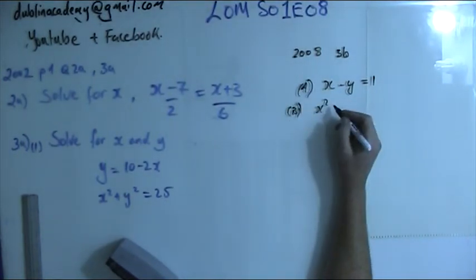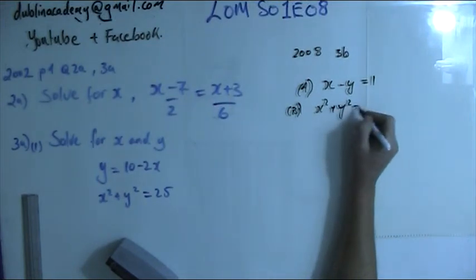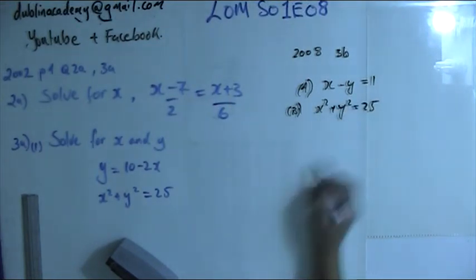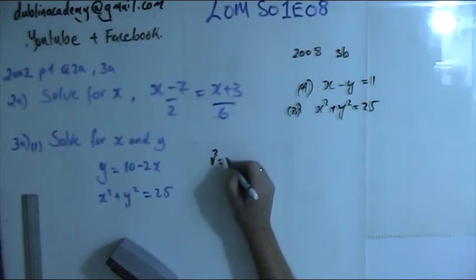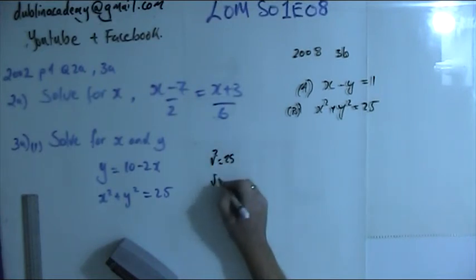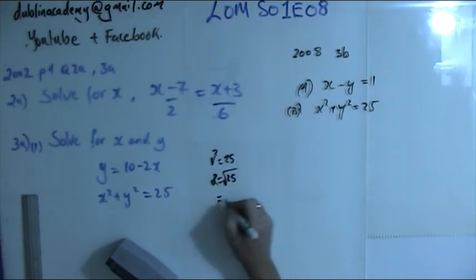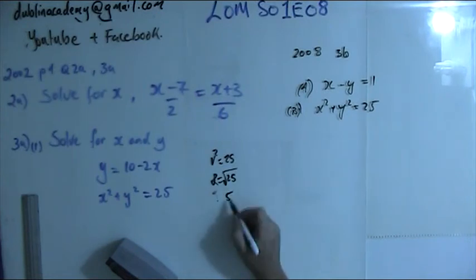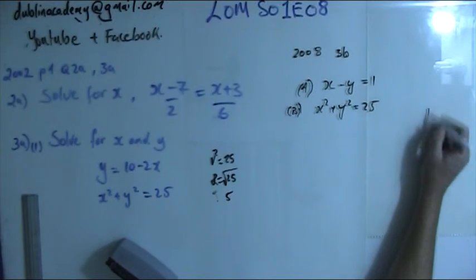x squared plus y squared. Now this is, as I said before, a circle with r squared is equal to 25. r is equal to root 25, and it's plus or minus 5 is the answer to that, but you can't have a negative length. Okay, so it's plus 5. So the radius is 5. I'm just letting you know, so you don't really need to know this.